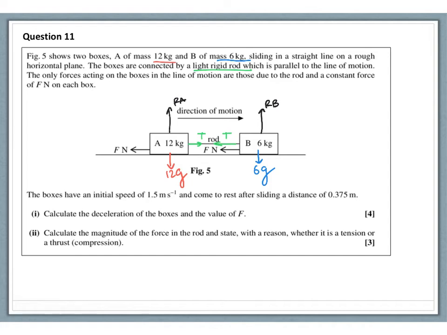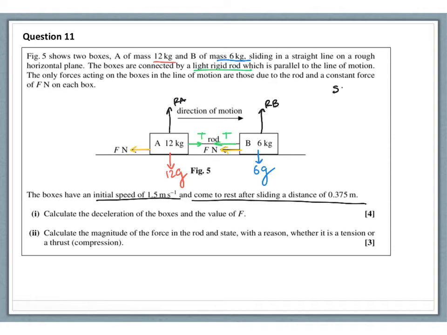The only forces acting on the boxes in the line of motion are those due to the rod and a constant force of F newtons on each box. And we can see F there, and we can see F there. I've highlighted F in yellow on both boxes. Now the boxes have an initial speed of 1.5 meters per second, and they come to rest after sliding a distance of 0.375 meters. This is instantly giving us some SUVAT information with which we can work.